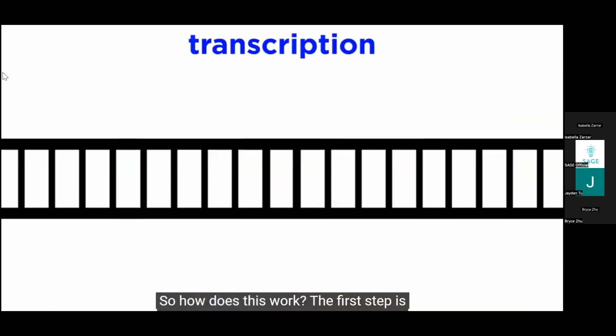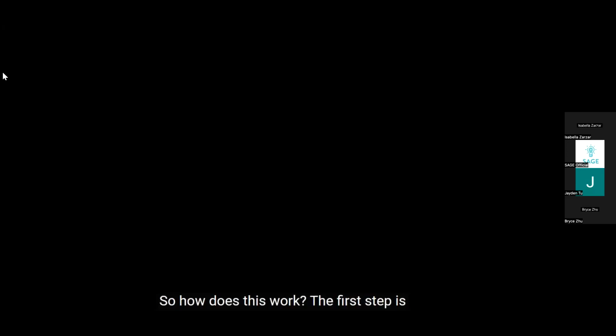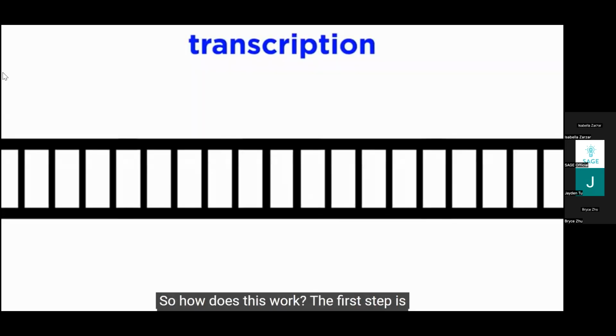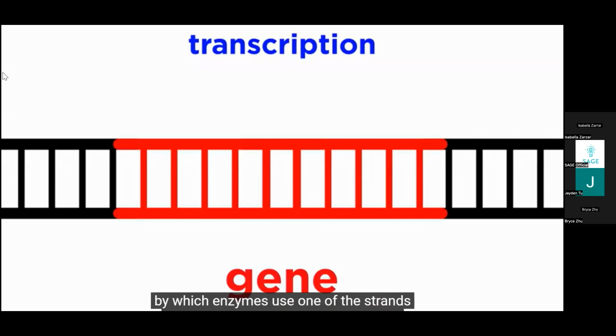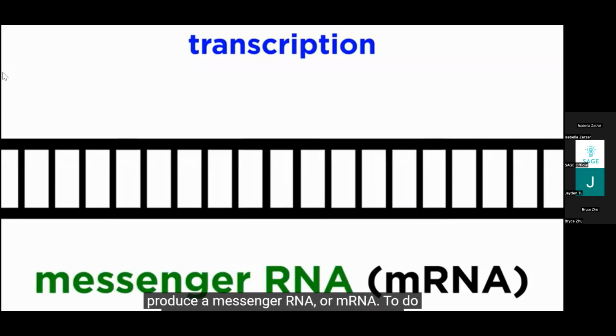So how does this work? The first step is called transcription. This is the process by which enzymes use one of the strands of DNA within a gene as a template to produce a messenger RNA, or mRNA.